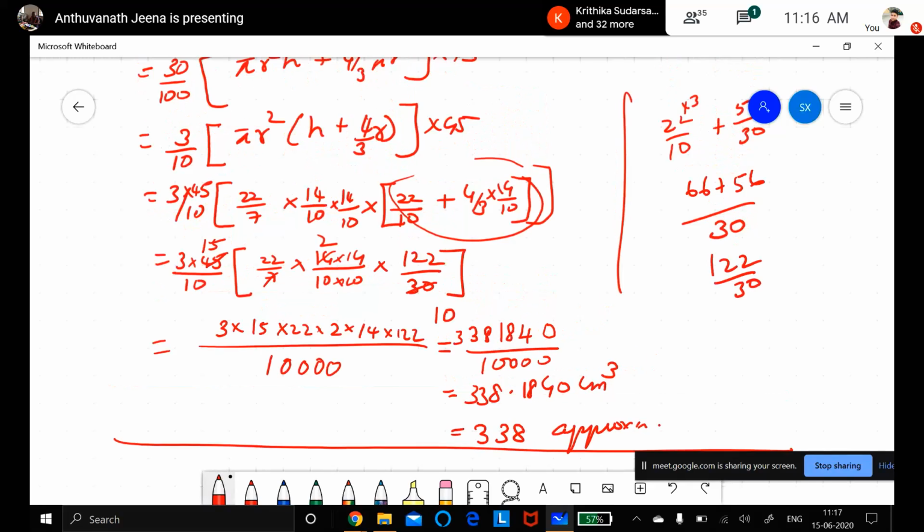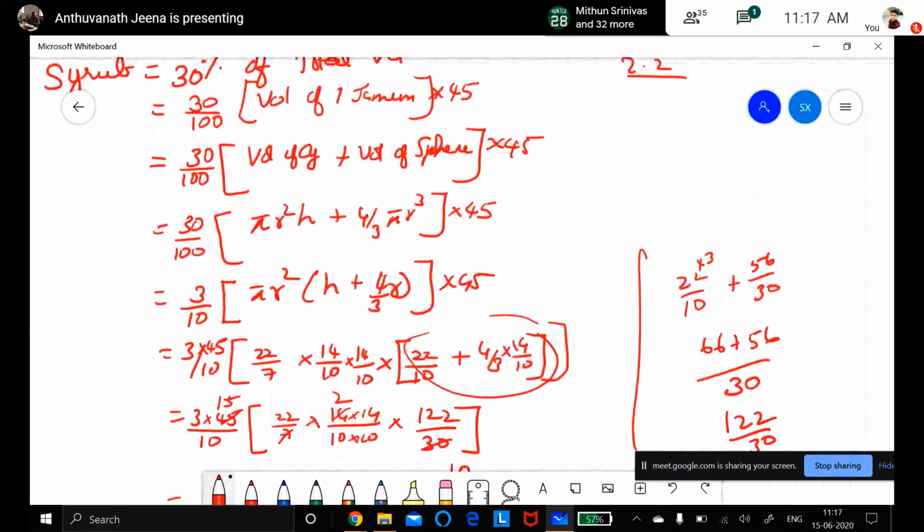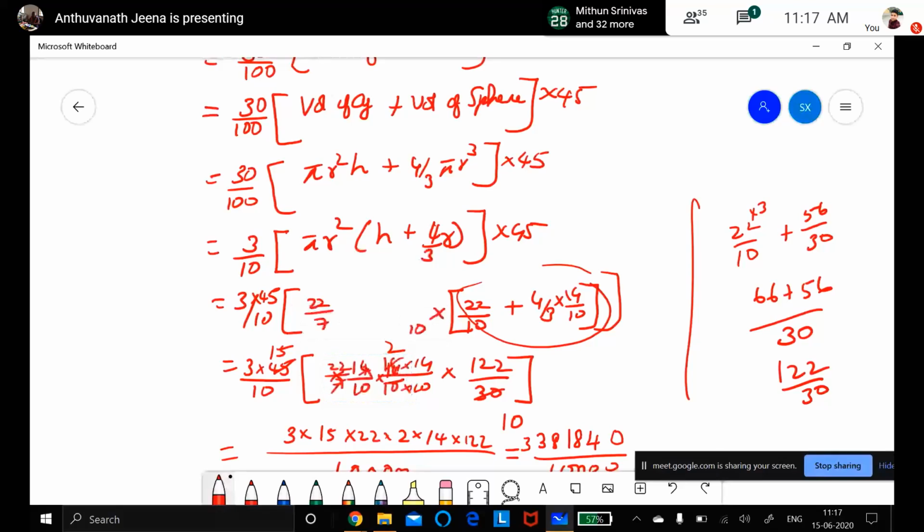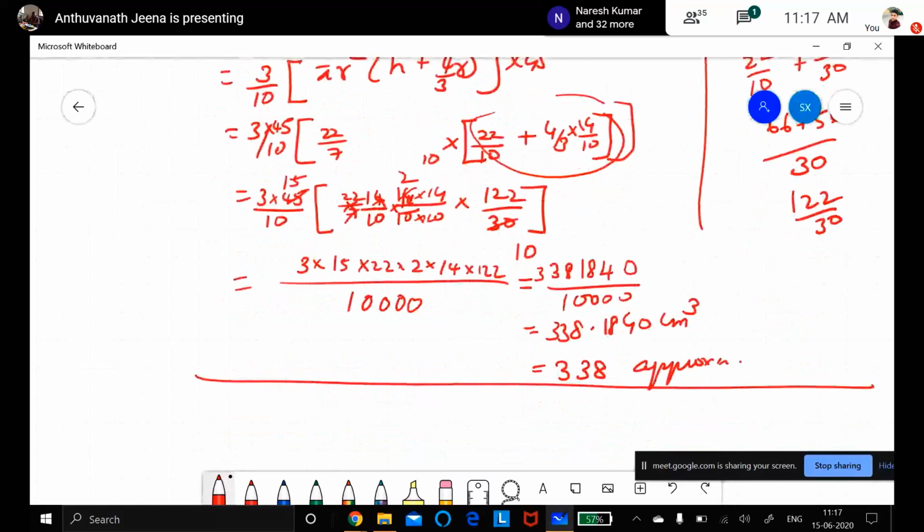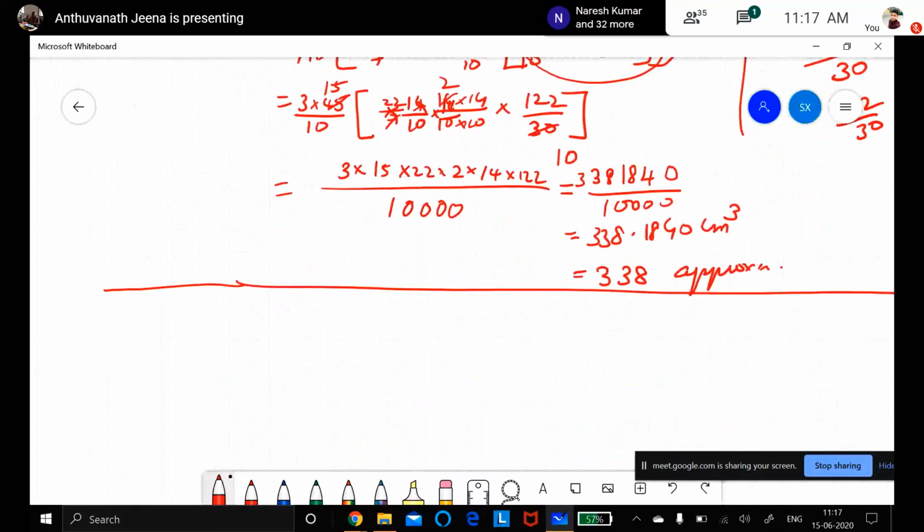So you want me to repeat or we are recording so that you can repeat and you can see anywhere you didn't understand. Okay. Easiest method I'm doing, children. Calculation also should be fast and easy for us.